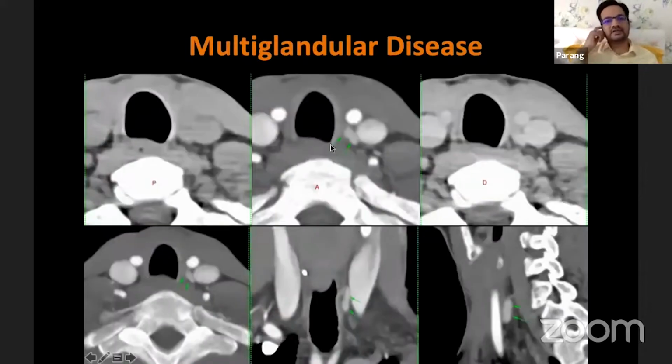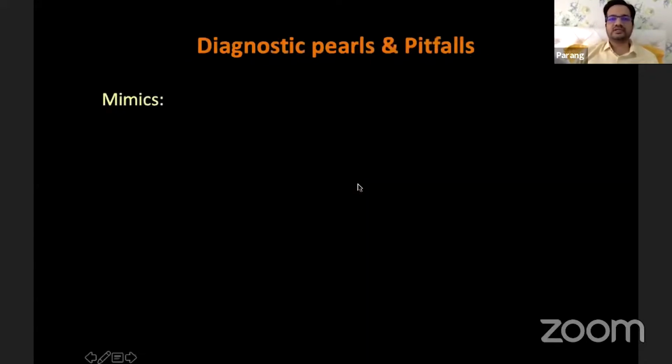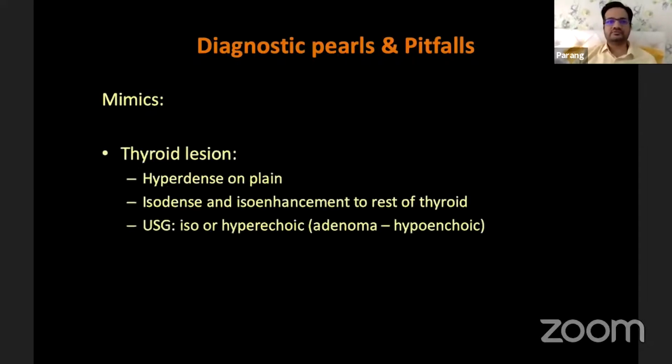Another example of multiglandular disease in our cases, where we saw that even the superior and inferior glands were lying close to each other. And we could clearly see there are 2 nodules, both showing similar enhancement characteristics different from the thyroid gland. And we could make the diagnosis of multiglandular parathyroid adenoma. So this was all about our cases. As you can see, you can make the diagnosis very confidently on 4DCT.